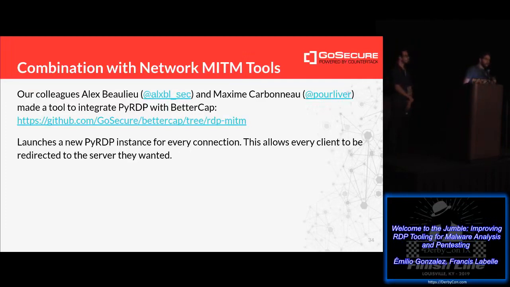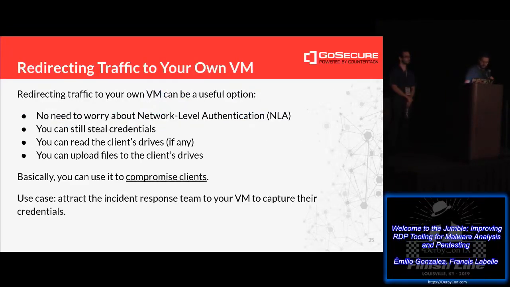And the way that we thought you would use it with PyRDP is, since it's agnostic to the network man-in-the-middle technique, we talked about how we didn't want to maintain ARP spoofing. You need to use it in combination with another man-in-the-middle tool. So what our colleagues did is integrate it with BetterCap. Every time BetterCap intercepts a connection, it's going to launch a new PyRDP instance, and it's going to redirect the user to the proper destination that they expect.